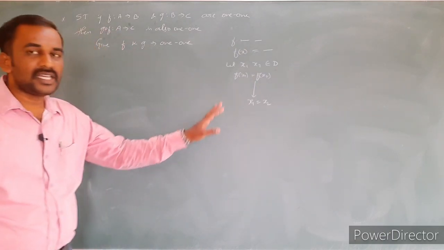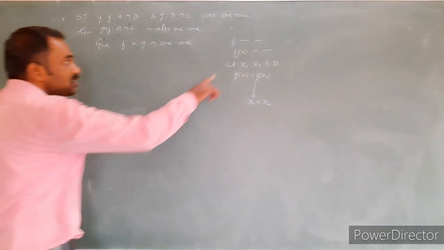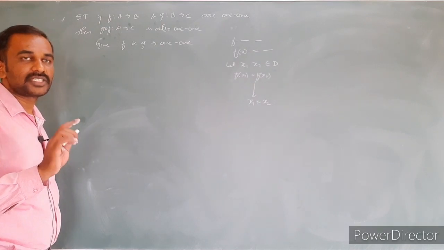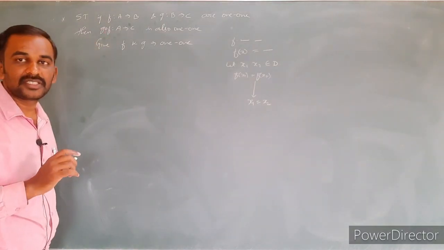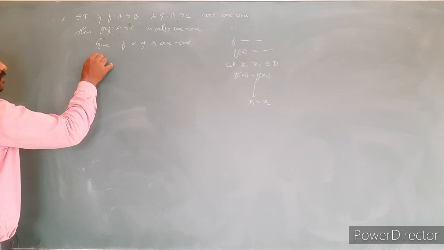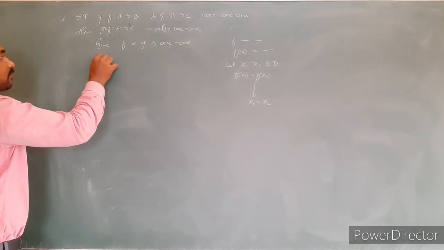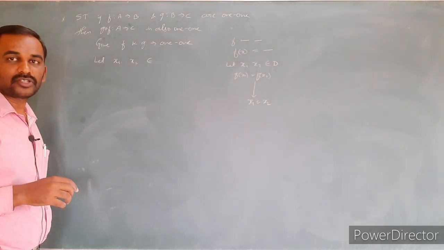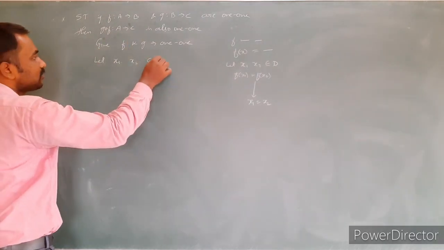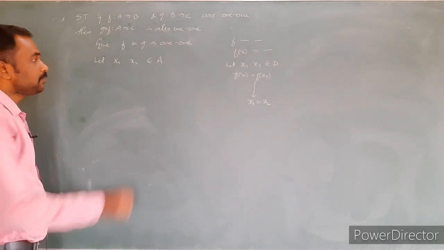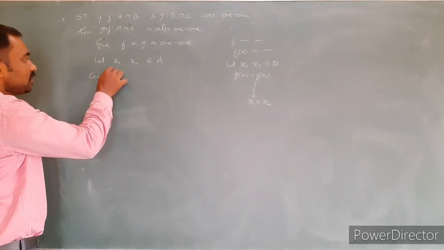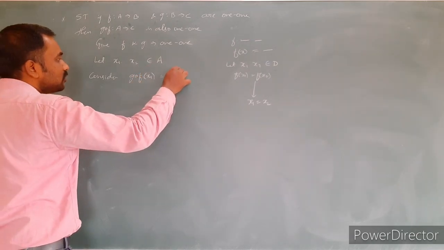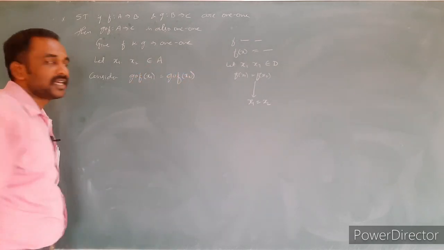We already know that. The same process I proceed with, but instead of f, which function do we have to show is 1-1? G circle f. So for 1-1, let x1 and x2, two different elements, belong to the domain set of the function. What is the domain set of the function? The domain set is A. Now consider g circle f of x1 equal to g circle f of x2.